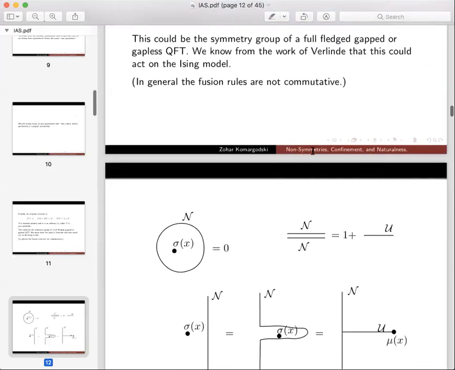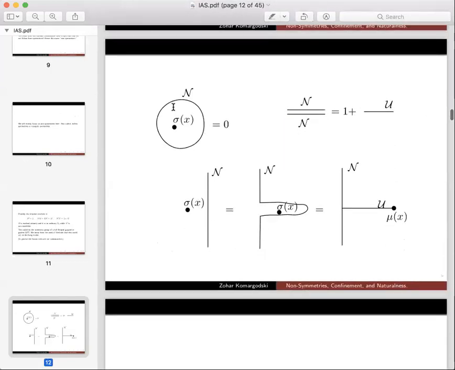And here I'll summarize how it works. If you look at Verlinde's paper, he basically showed that this non-invertible line N annihilates sigma. And just from this, you know that this is non-unitary. Because if you think about sigma as a state on S1 via the state-operator correspondence, there is a symmetry that annihilates the state that corresponds to sigma. So clearly this cannot be an invertible symmetry, but it's still a symmetry.